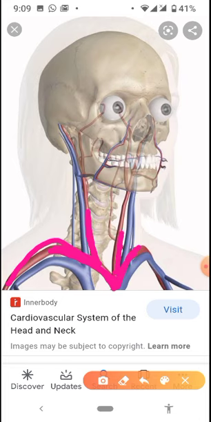On the left side, the common carotid artery is just coming from the arch of the aorta. Not from the brachiocephalic, but from the arch of the aorta, the common carotid artery is appearing. It goes upward under the cover of the sternocleidomastoid muscle. When it reaches this portion, probably where the thyroid cartilage is present, below the thyroid cartilage it divides into the internal and the external carotid arteries.